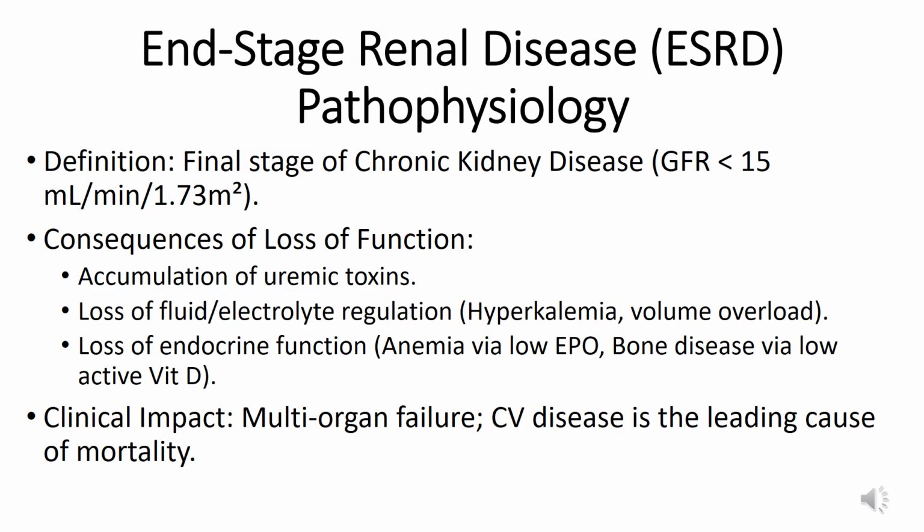The effects of end-stage renal disease extend far beyond the kidneys. Virtually every organ system can be affected. This is why end-stage renal disease is considered a systemic disease. Cardiovascular disease is particularly important. Patients with end-stage renal disease face a greatly increased risk of heart failure, coronary artery disease, arrhythmias, and sudden cardiac death. In fact, cardiovascular disease remains the leading cause of mortality in this population.